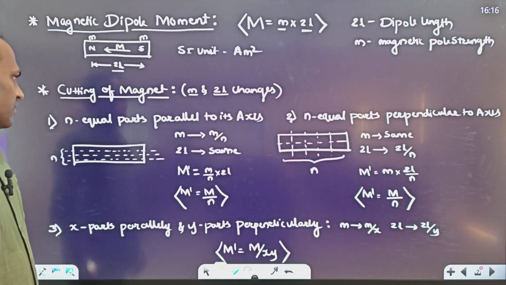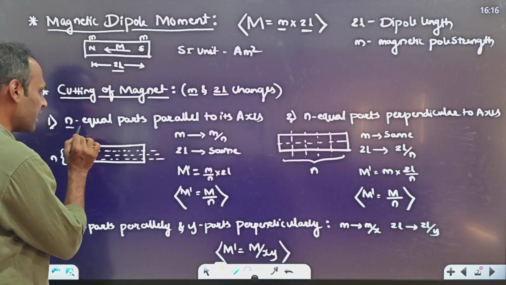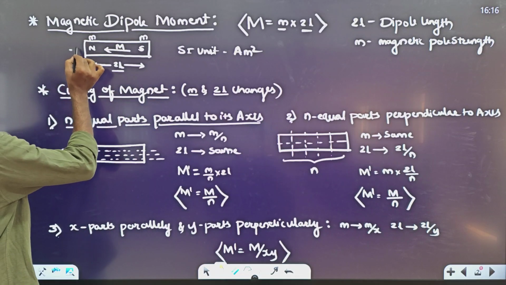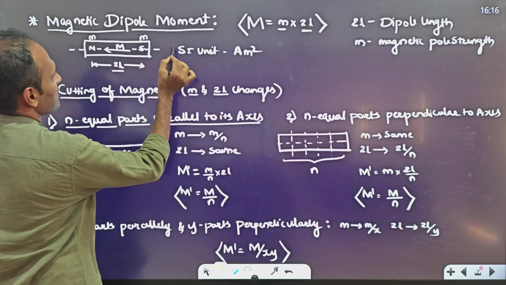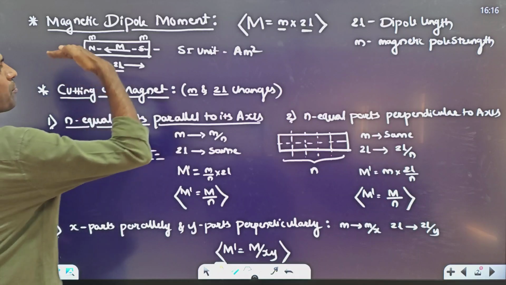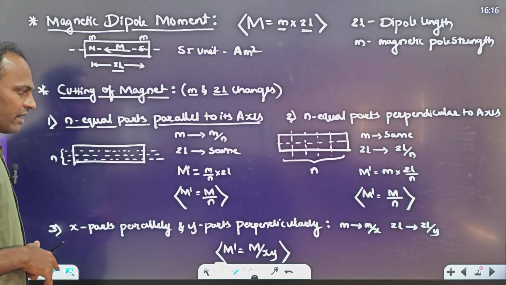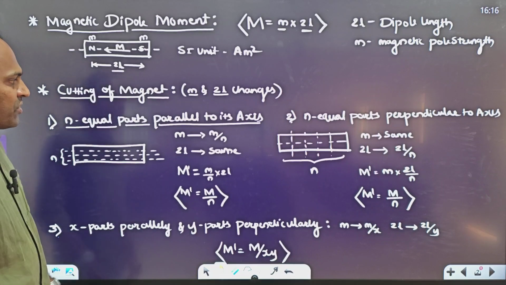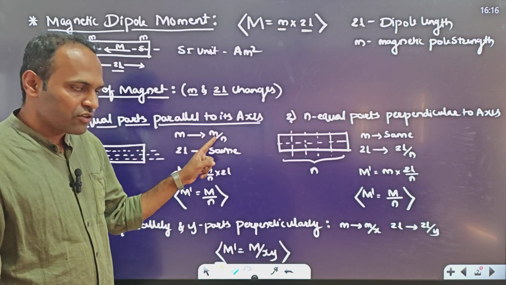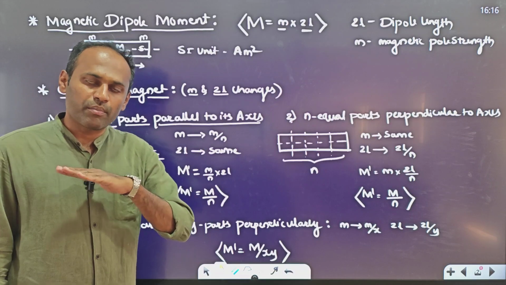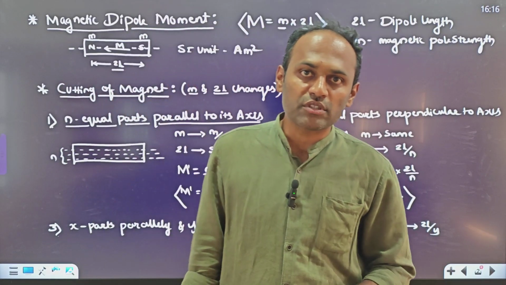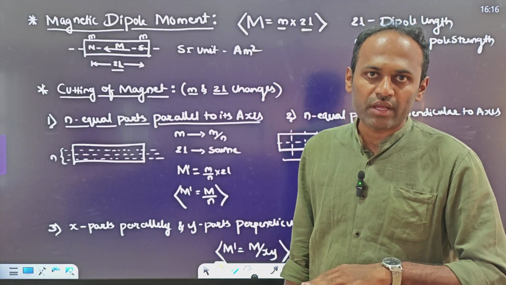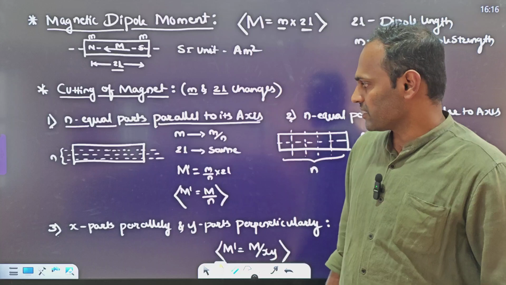See, first thing is, if we cut a magnet in n equal parts parallel to its axis. So this is the axis of the dipole. If you cut parallel to the axis of the dipole, then if you cut it in n equal parts, the pole strength will get reduced by n times. However many parts you cut it into, it will get reduced by that many times. If you cut it in 10 pieces, it will get reduced by 10 times. If you cut it in 20 pieces, it will get reduced by 20 times.